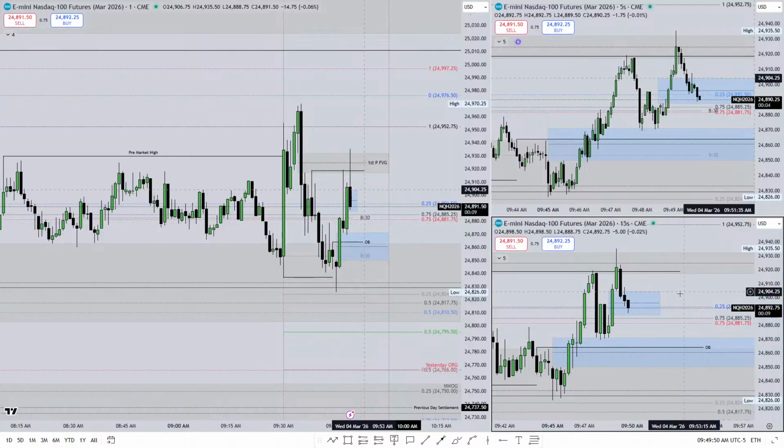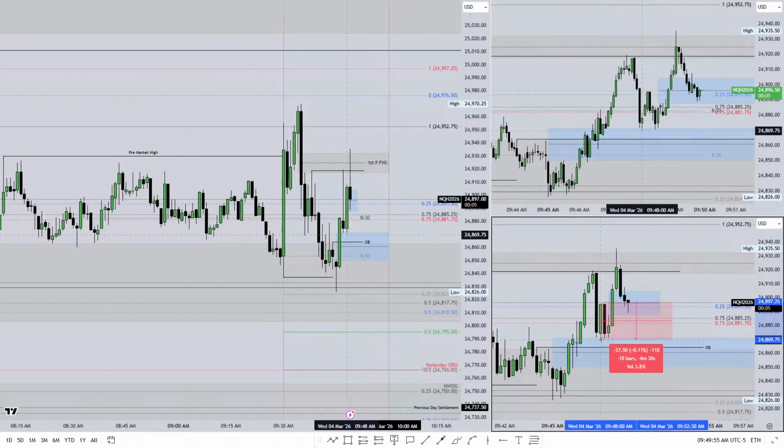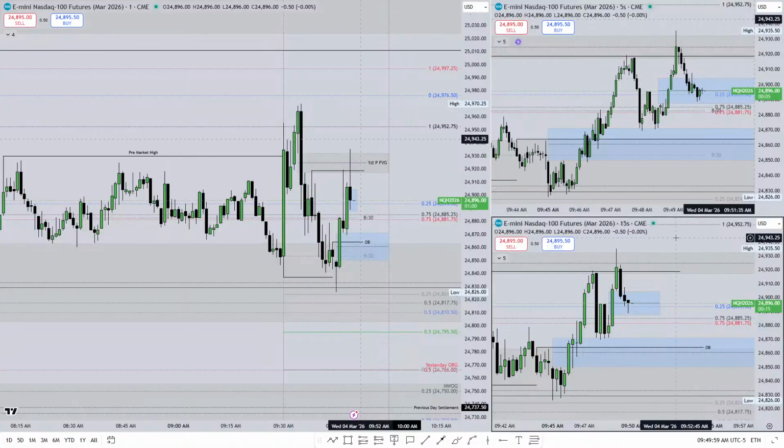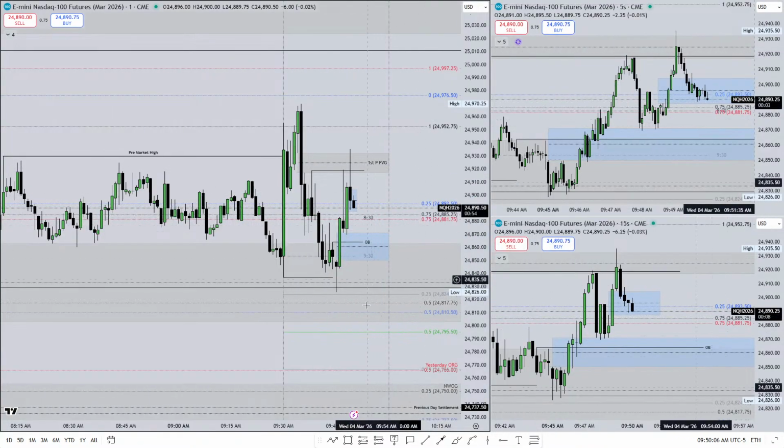Some crazy volatility, man, on a 15-second chart. From midpoint of this BISI to this low is about 30 handles. That's volatility. From here to here, that's damn near 100 handles. That's insane. Looks like nothing.